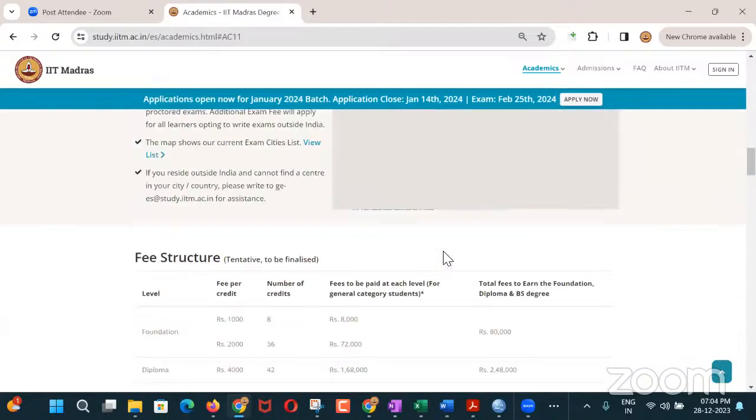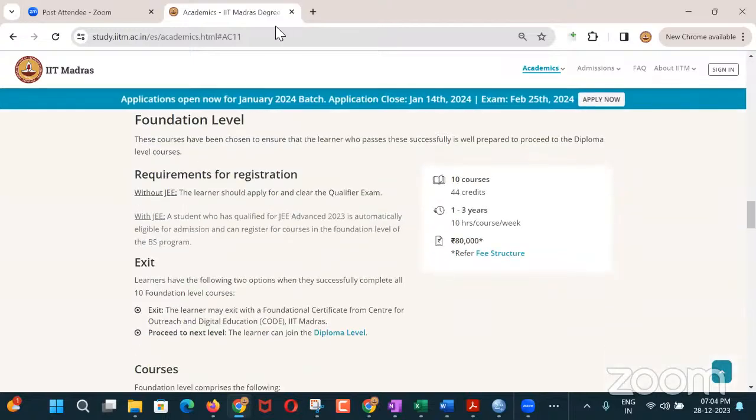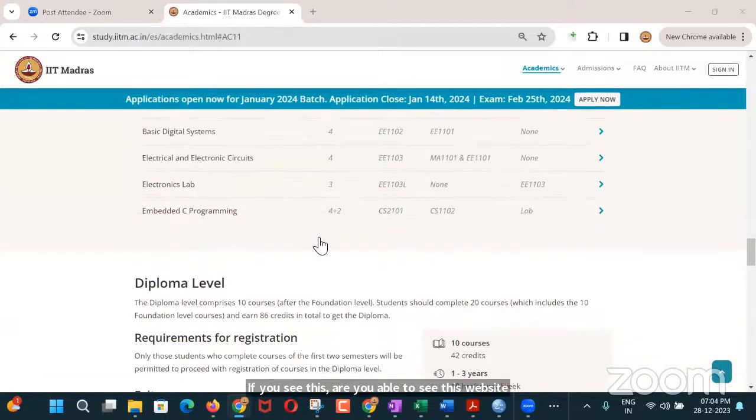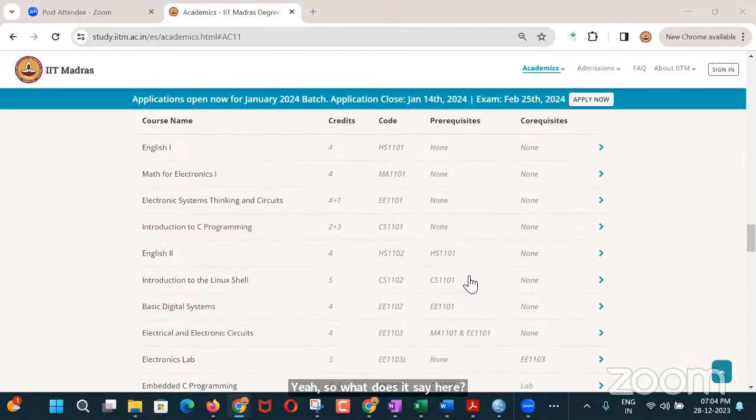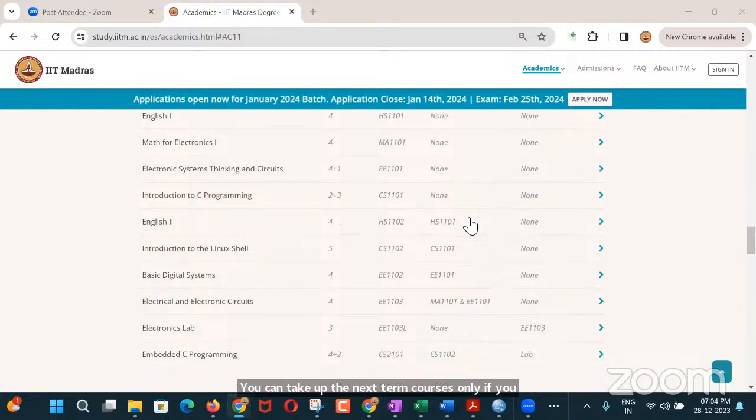So if you see this, are you able to see this website? Yes, sir. So what does it say here? The prerequisite. In all the discussion that we had till now, you can take up the next term courses only if you have cleared the prerequisite course.